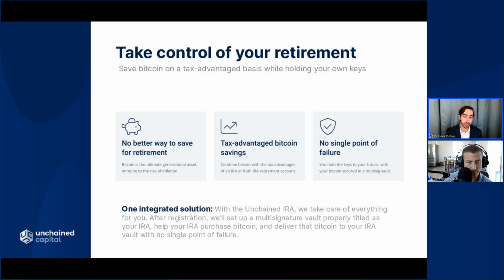Once your account is set up, which typically takes about 1 to 2 weeks to get that new IRA account set up at Solera, and a 2 of 3 address built through our platform titled to that IRA. It takes about 1 to 2 weeks to do that.